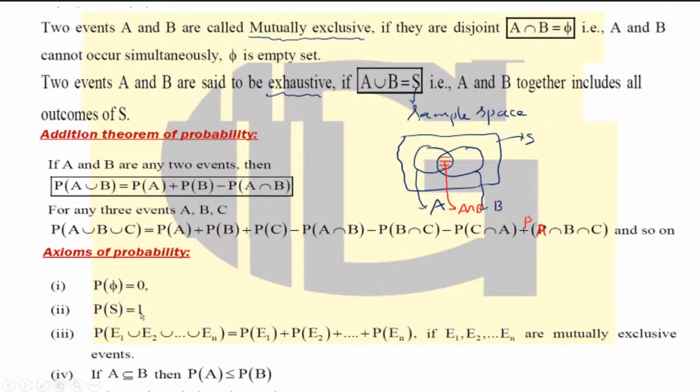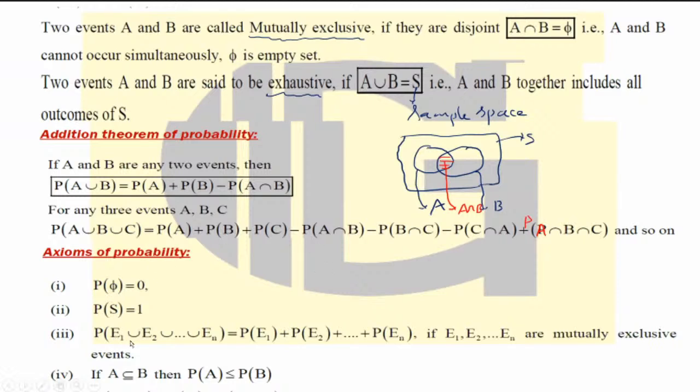For example, tossing a coin. Your outcomes are head and tail. Probability of getting head is 1 by 2. Probability of getting tail is also 1 by 2. 1 by 2 plus 1 by 2 is 1. So S is always a certain event. Phi is always an impossible event.